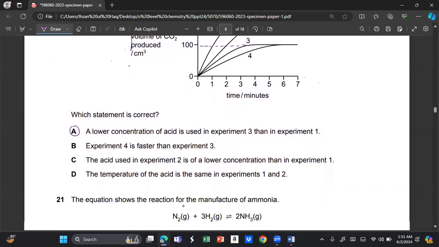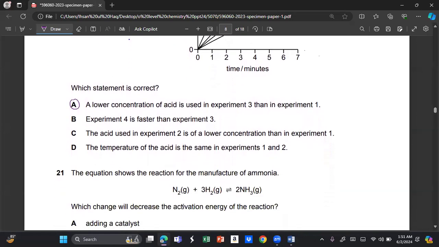Next one, all three options B, C, or D are incorrect. So in order to give a correct answer, it is better to read all the options and reject them first. Then you will go to the right one.